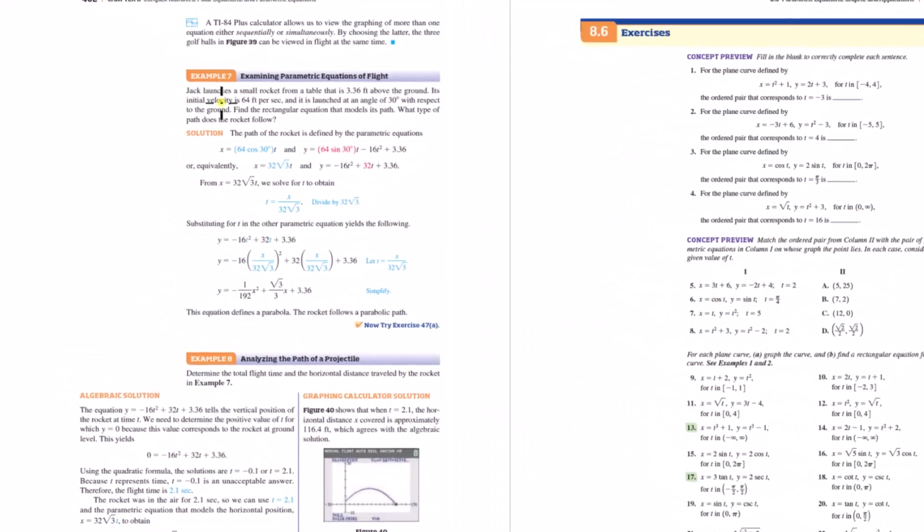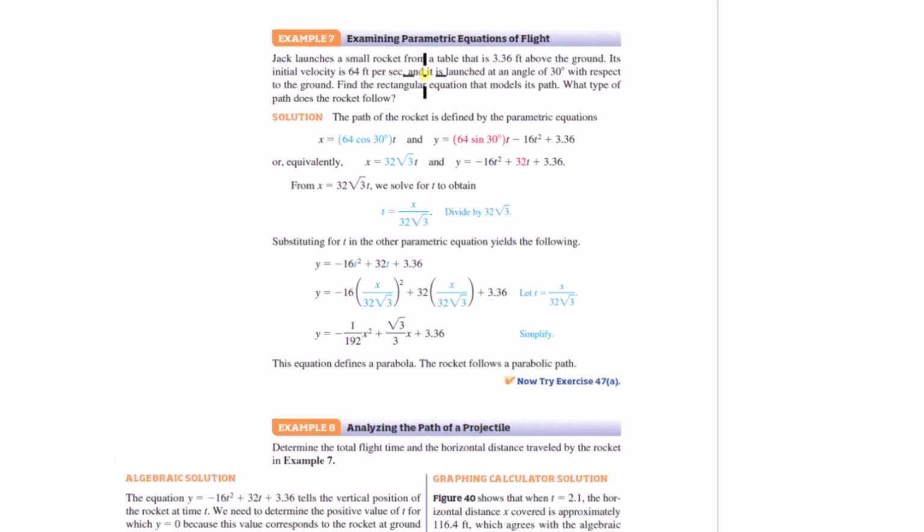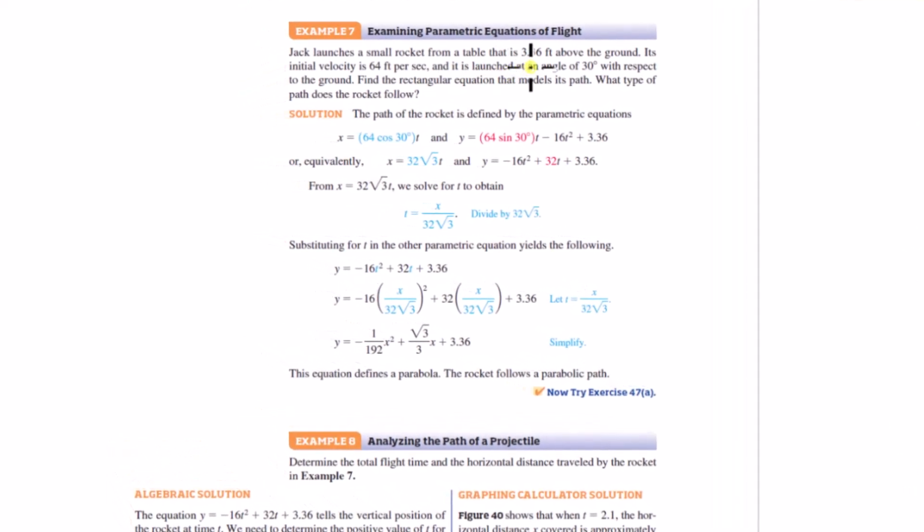Okay, let's see. Jack launches a small rocket from a table that is 3.36 feet above the ground. Its initial velocity is 64 feet per second, and it is launched at an angle of 30 degrees with respect to the ground. So h is equal to 3.36 feet, theta is equal to 30 degrees. Find the rectangular equation that models its path. What type of path does the rocket follow?